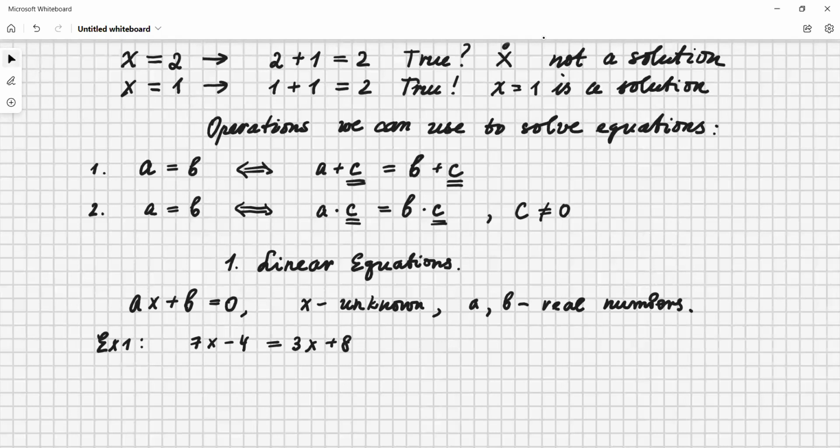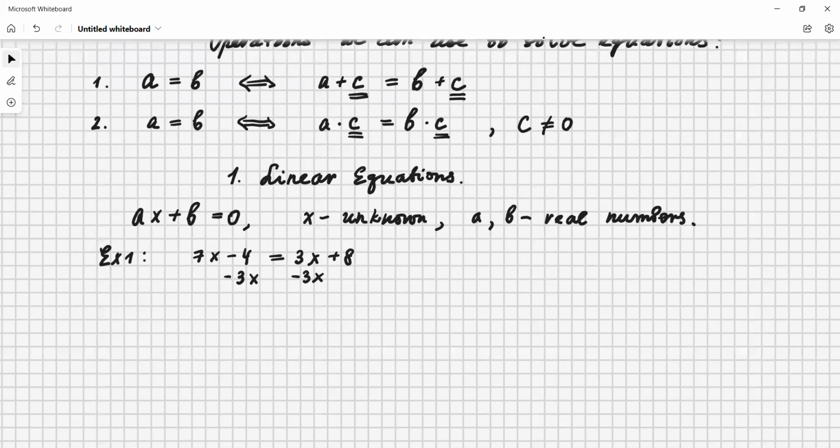What I'm going to do to this equation to bring it to the form of a linear equation, or to solve it: first, I'm going to subtract 3x from both sides of my equation. What am I going to get if I do this? Over here, 7x minus 3x is going to give me 4x. I'm keeping minus 4. Here, 3x minus 3x is 0, so equals 8.